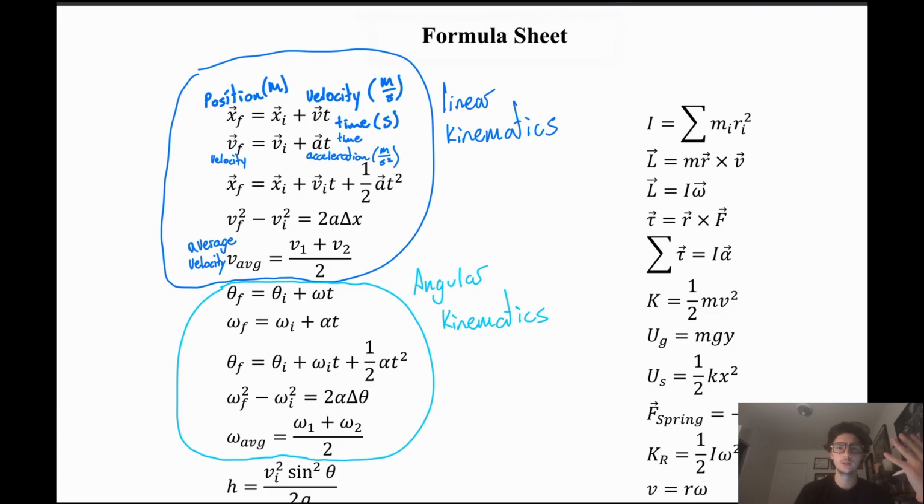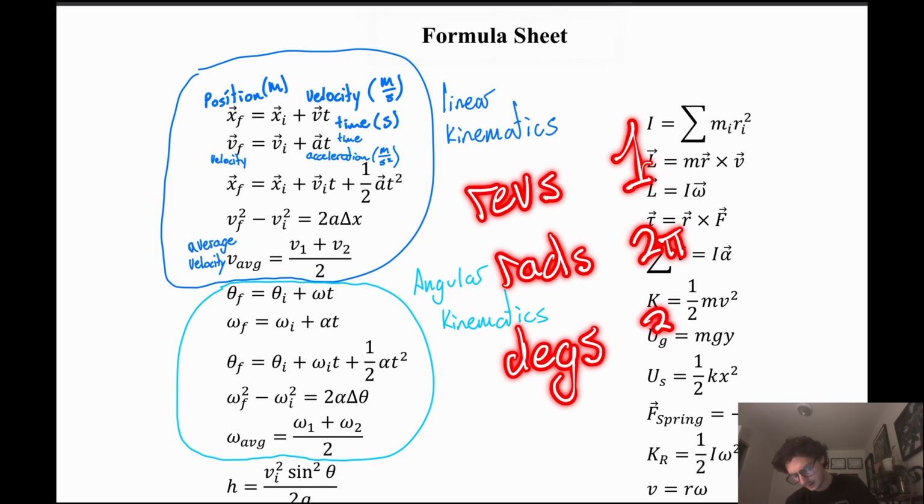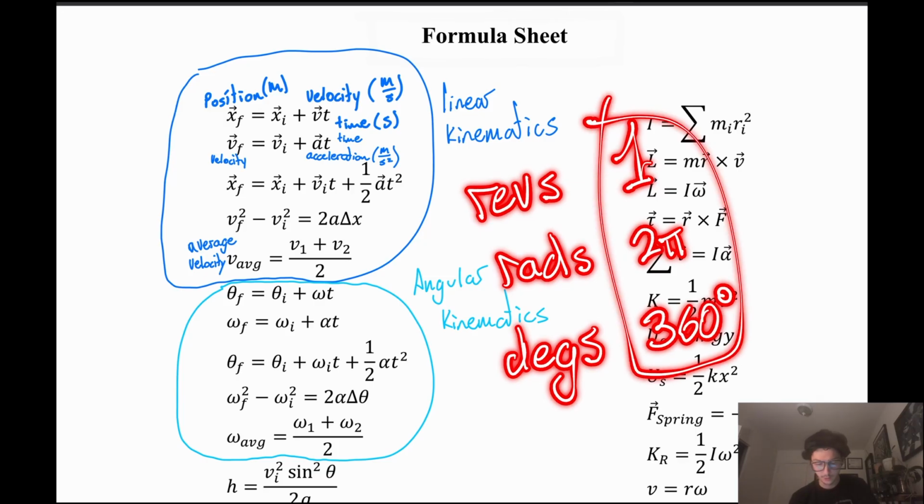Or how many degrees does the Earth spin? 360 degrees is 1 full revolution. So you could talk about this in revs or rads, radians, or degrees. So you want to know how to convert between these. 1 revolution is equal to 2 pi radians, and that is equal to 360 degrees. So if you know this, you should be able to convert between them.